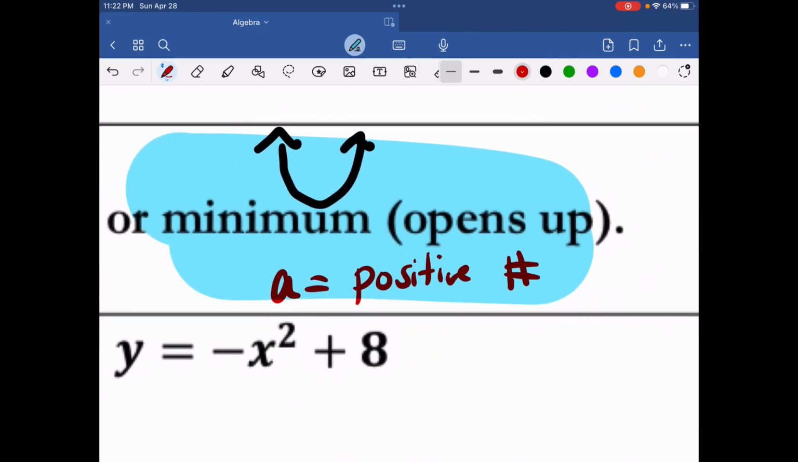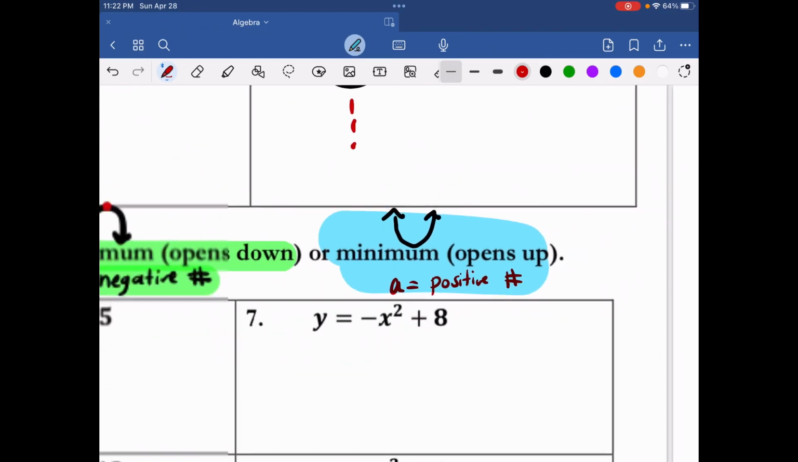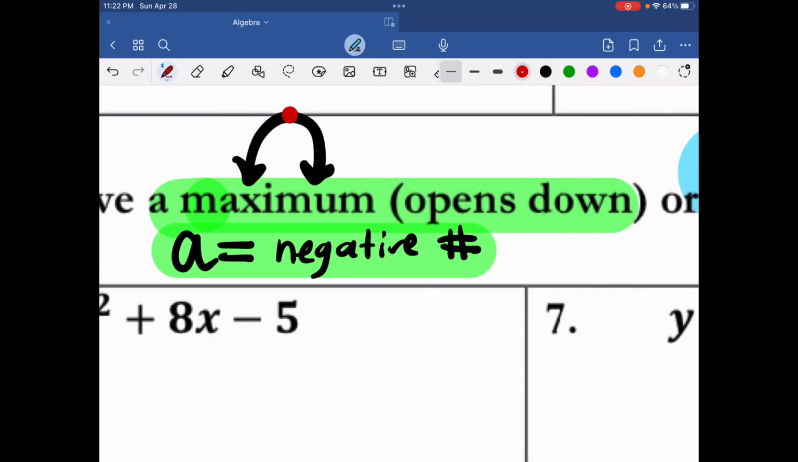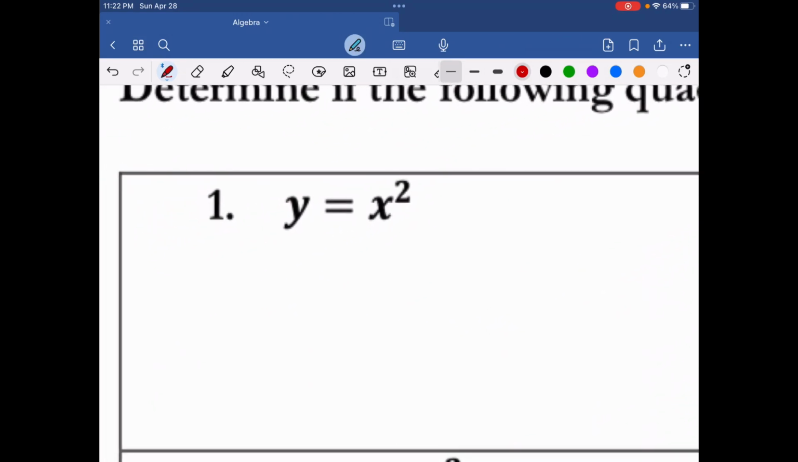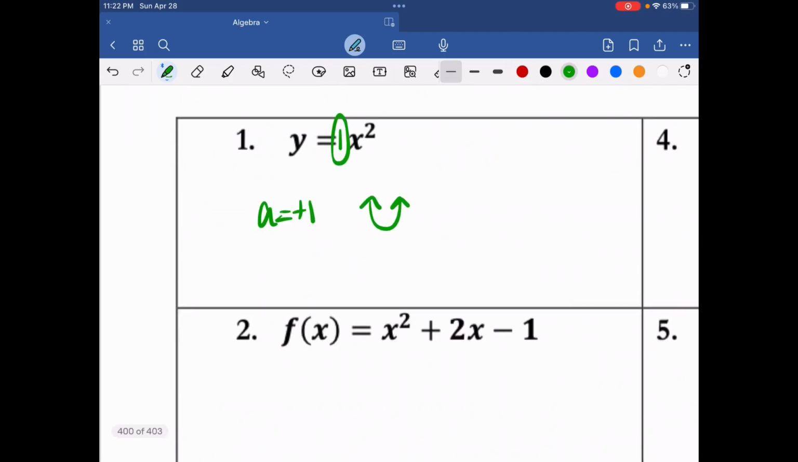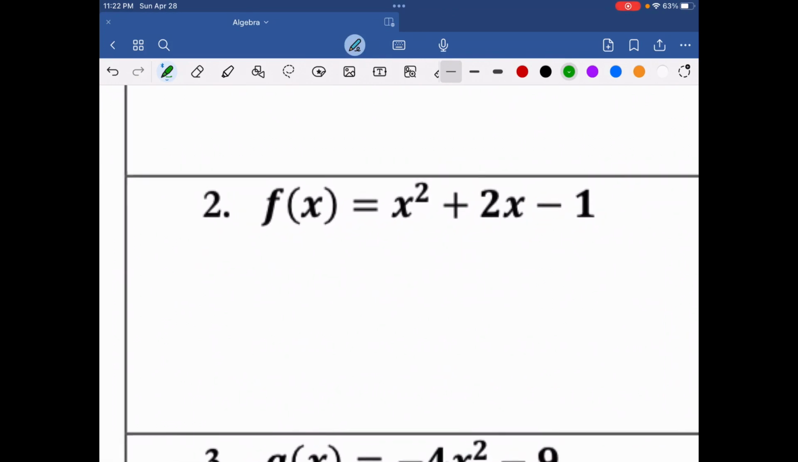Okay, so that's what I wrote here. If the number is positive, it's a U, it opens up. And if the number is negative, then it's upside down. So number 1, what's the number in front of x squared? A 1, a positive 1. So a equals positive 1, so it's a normal U. It's a minimum.